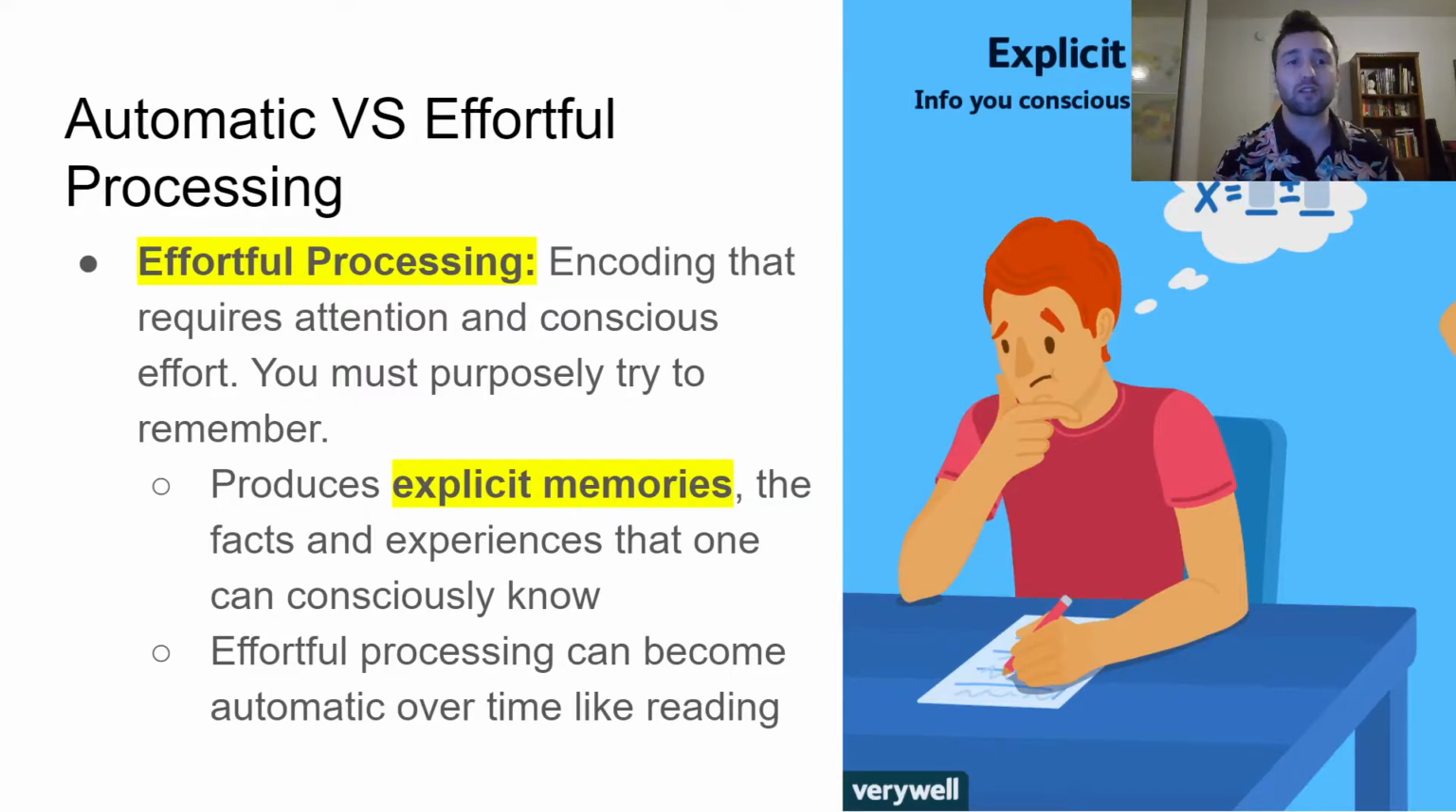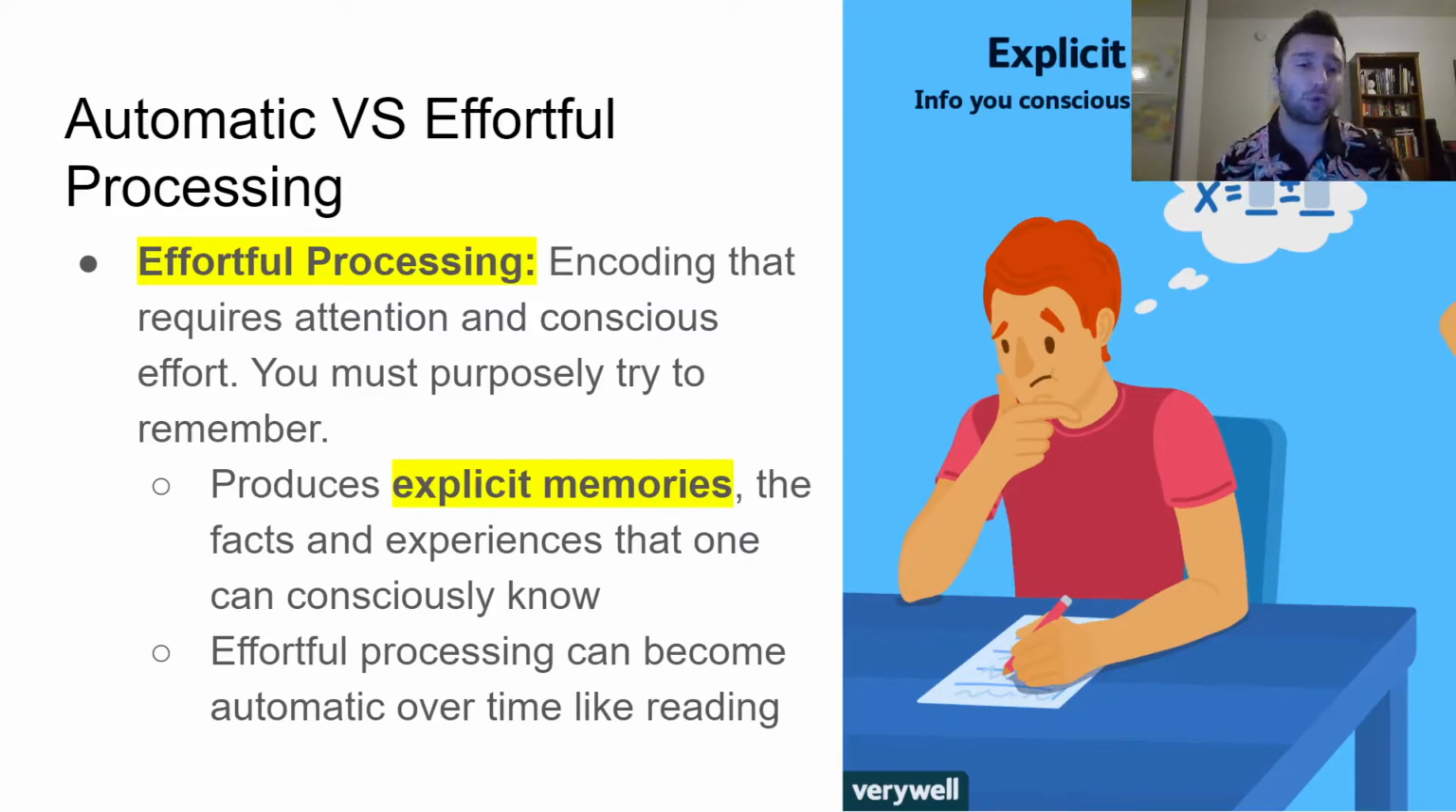Effortful processing creates what are called explicit memories. We're going to talk a little more about those in just a bit. Explicit memories are facts and experiences that we consciously know. So we're able to consciously go back, pull that piece of information out, and remember it. This can be really basic things like facts, how to do mathematics, how to read or write. It can also be experiences. Memories in your past are generally explicit memories. It's something you can pull out, consciously picture, and remember what happened.